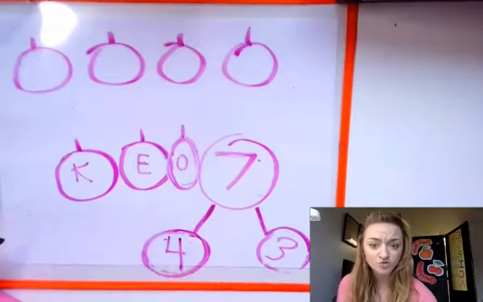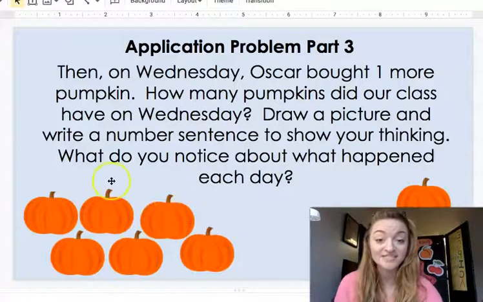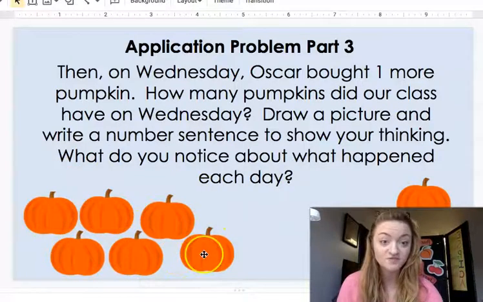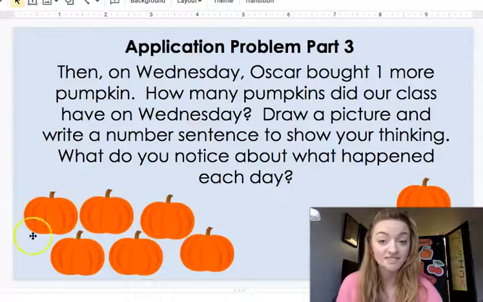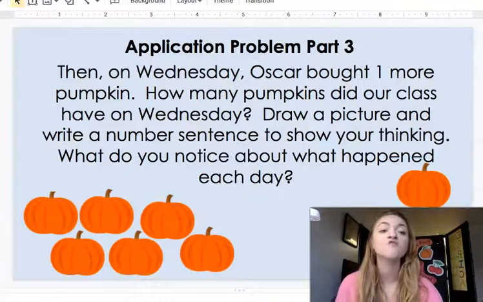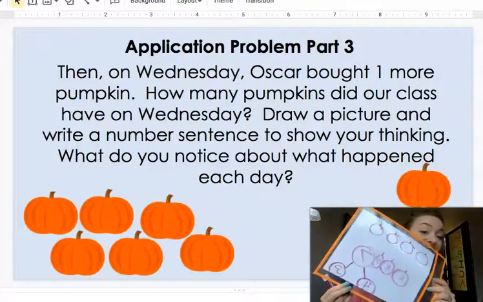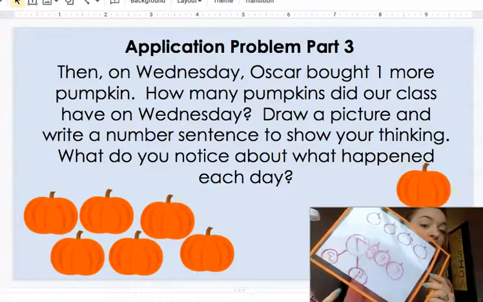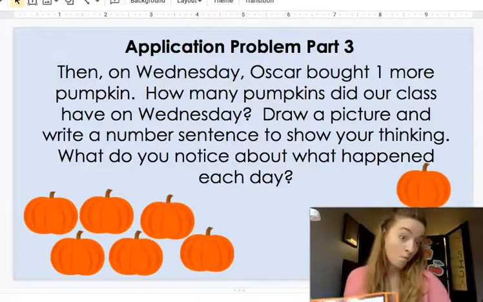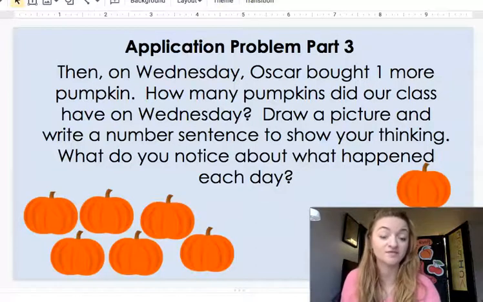Let's see if maybe you thought of this a different way. So here you can see that we have 6 pumpkins on this side. We have a group of 6. That's how many pumpkins that we had after Eody brought us our pumpkin on Tuesday. And then we have this one more up here, I'll move it up, from Oscar. So maybe your number bond still says 7 at the top, but maybe you made 6 and 1 here. I did 4 and 3. Maybe you have a number bond of 7 that makes 6 and 1.